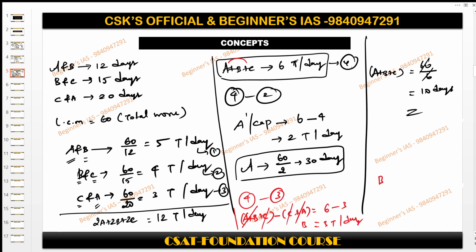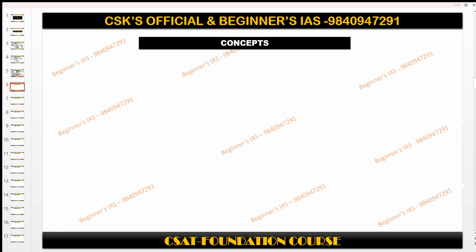Then how long does B alone take? The total work by B is, with capacity 3 per day, cancel this one, so therefore 20 days. Understood? Okay. So like this, you need to just revise with respect to time, work, wages. Distance we will see in the next class.